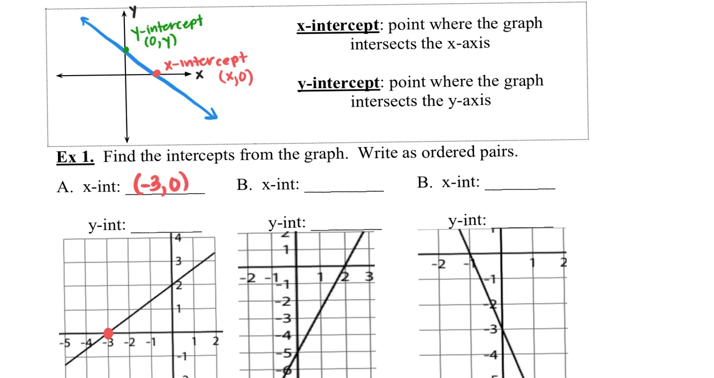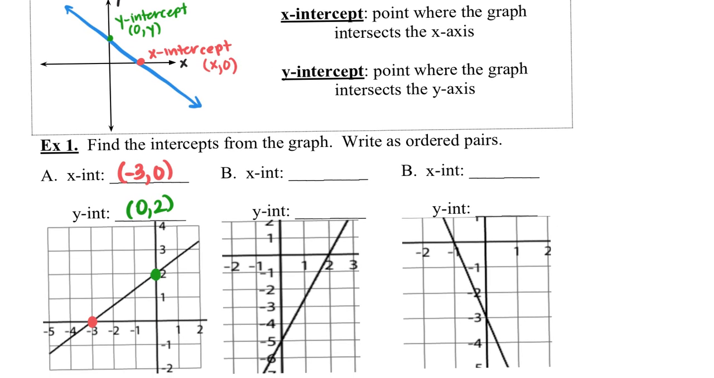Now the y-intercept intersects the y-axis. There's the y-axis, and they are intercepting right here. Ordered pair again: I go to the right 0, I go up 2, so 0, comma 2. And that matches the format I expect for a y-intercept. It should be 0, comma the y value.